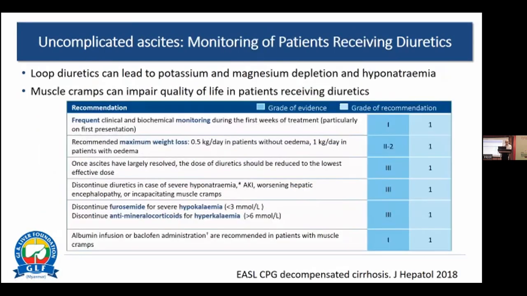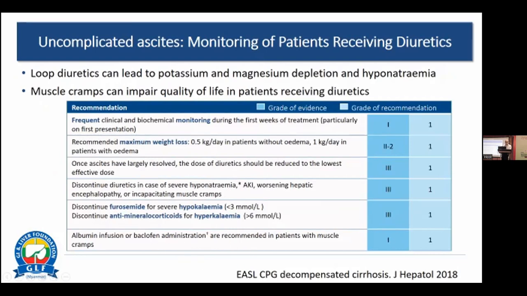Monitoring, weight monitoring, and local loading, but not the renal and electrolyte complications of the loading. Hypokalemia, less than 2 millimoles, is corrected with volume. Hyperkalemia is also taken down with volume. If the patient has muscle cramps, you can give albumin or baclofen.